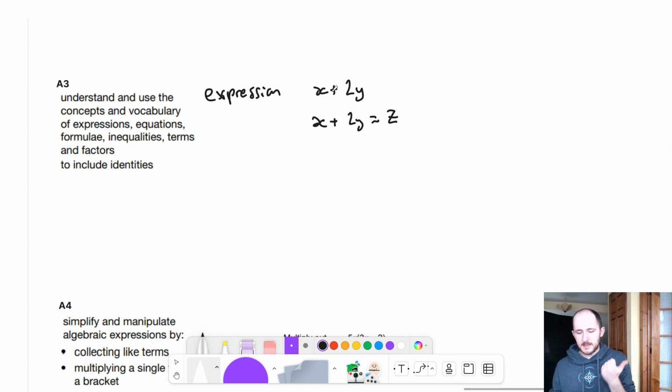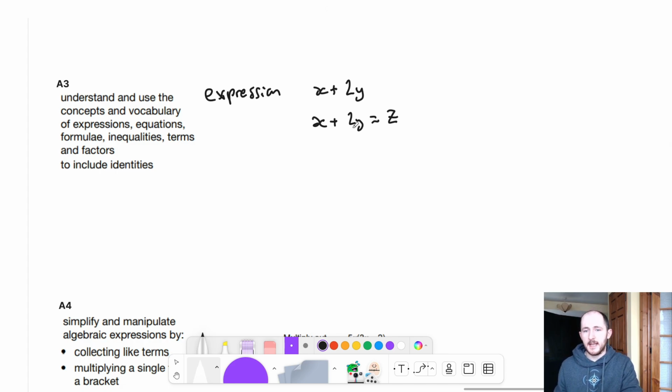So if you see a times, divide, add or subtract, so don't forget 2y is also a times, right? Then it's an expression. If it's just one thing by itself, then it's a term. And if it has an equal sign, it's an equation.